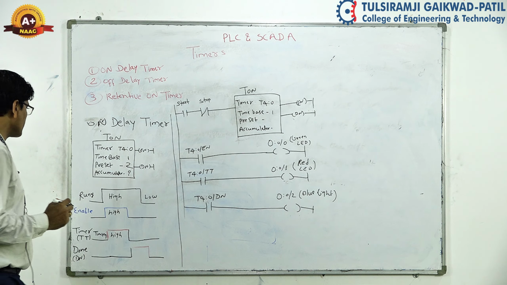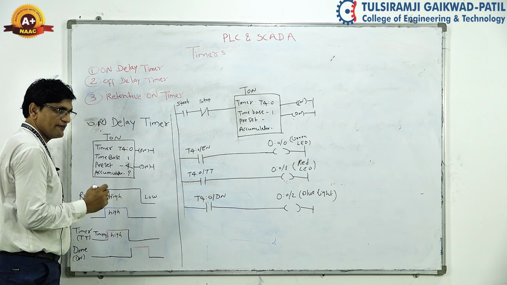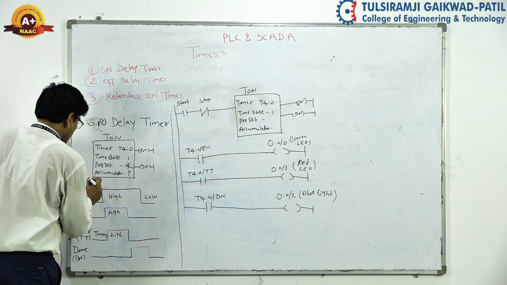Suppose here we use 4, then the delay will be 4 seconds. The accumulator value is equal to time base multiplied by preset. This will be counted internally in your PLC, but the time base value is defined from our side, and the preset value depends upon how much delay you would like to give. So here we can provide the delay.